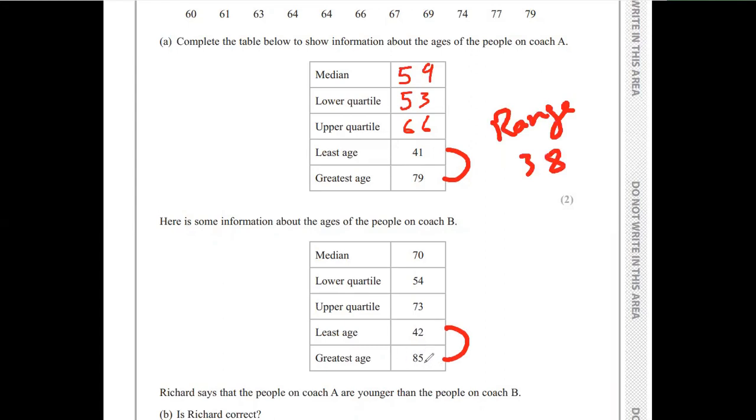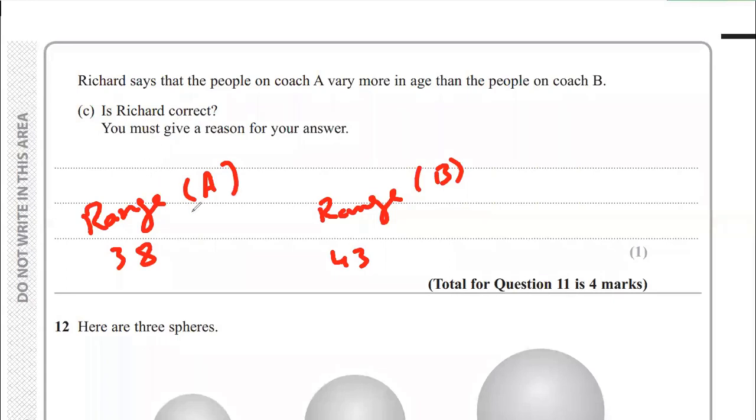And if I look at the range here, we can see that 85 take away 42 will give me 43. The range of the second one is higher than coach A. As you can see by analyzing the data, the range of ages of the people on coach A is 38, while the range of ages of the people on coach B is 43. Richard is claiming that the people on coach A vary more in age than people on B, so I would say no.